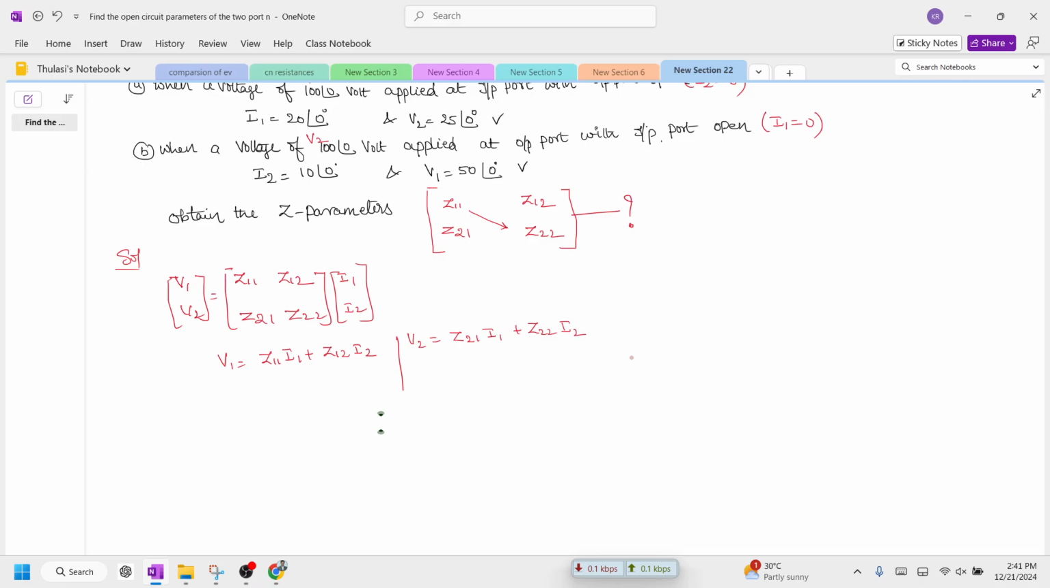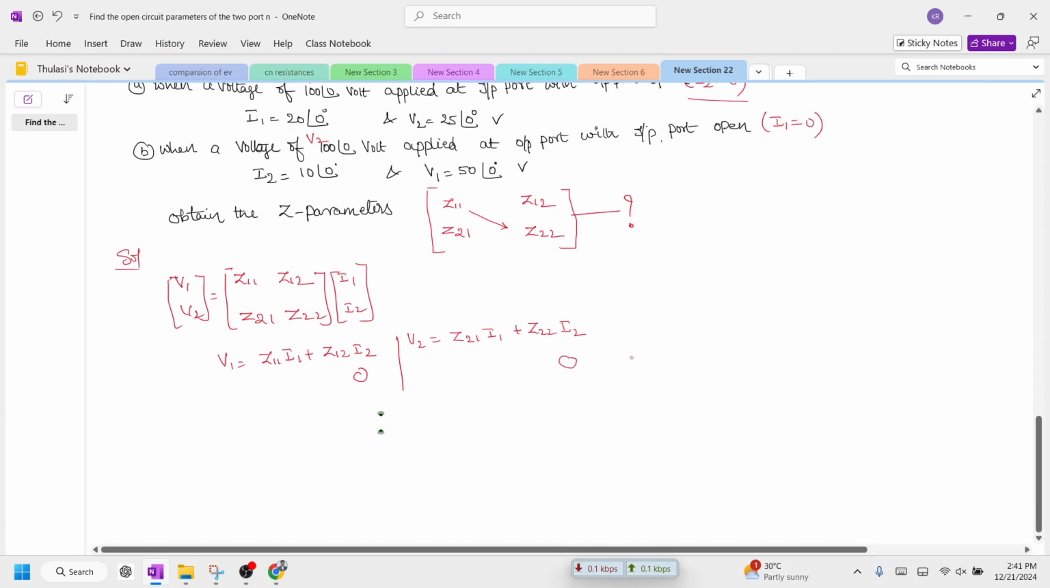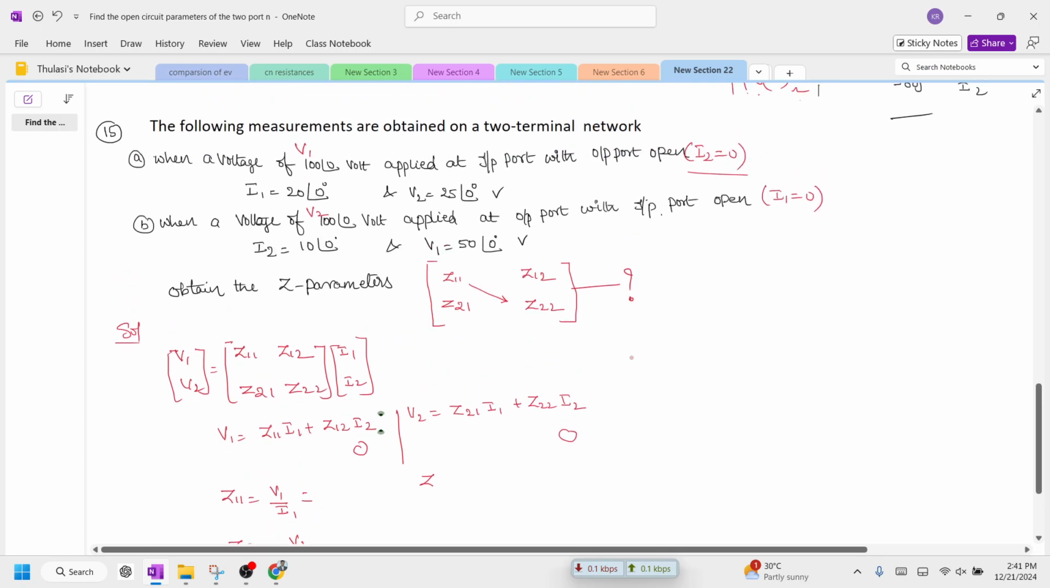As per the given problem, the output port is open circuited. So whenever I2 is 0, automatically Z11 is equal to V1 by I1, and Z21 is equal to V2 by I1. You can see these values here.